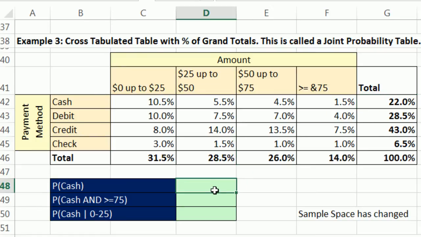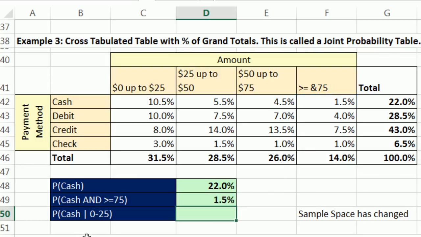So what's our probability of finding someone that paid cash? They already calculated it for us. It's out in the margin. It's a single condition. Probability that someone paid cash, and it was for greater than or equal to 75. They've already calculated that for us. That count from the table up there was already divided by the grand total, but they already did it for us. There it is, 1.5%.